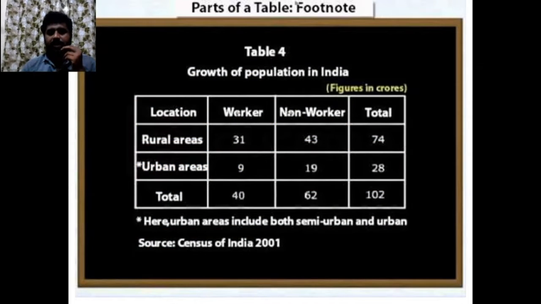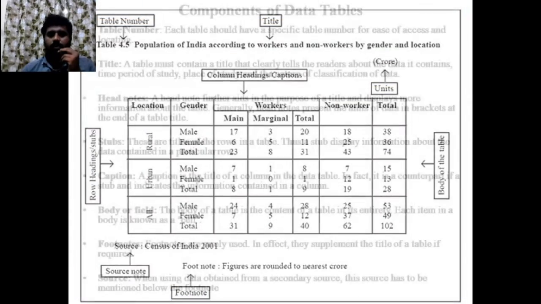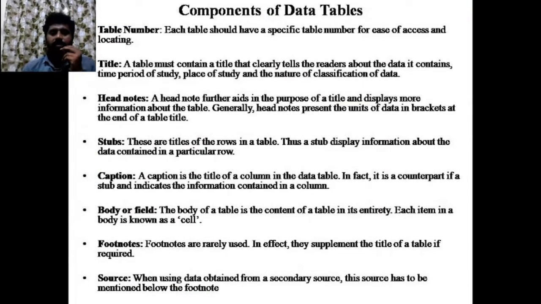So this is an example of tabulated data. If you can see here, it talks about the growth of population in India. So rural areas, urban areas, and total. So workers and non-workers. We can see the growth of population, and this is based on the census 2001. So next, what are the components of a data table?